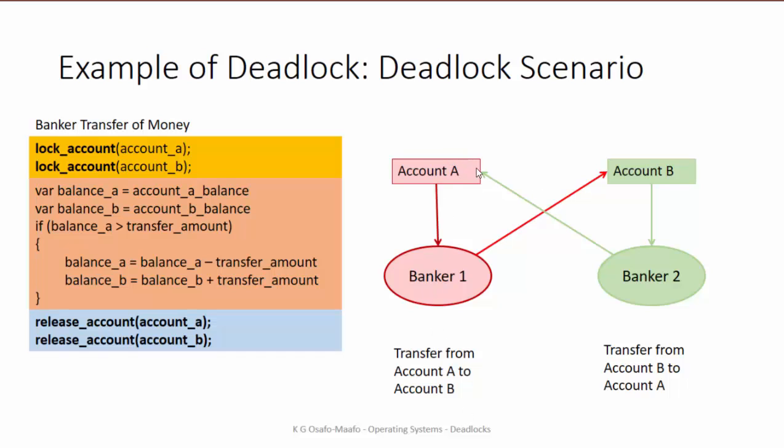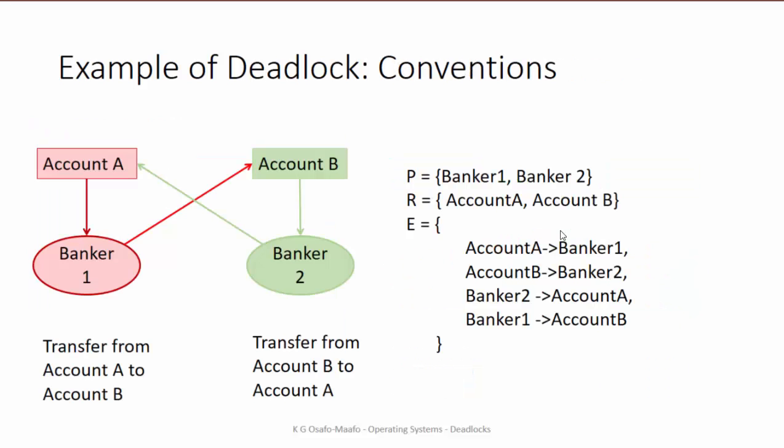That means that they are grabbing the first account, that is the source account. So banker 1 grabs account A and banker 2 grabs account B. They realize now they are stuck because nobody wants to give up and nobody can continue, and this is the classical deadlock. In your textbook, your diagrams may be black and white, so just look at the direction of the arrows.